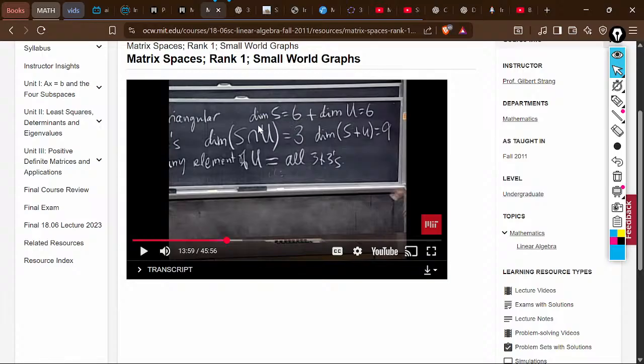So we have the dimension of the symmetric matrices, 6, plus the dimension of U. What does that even mean? Dimension of U, what is U? U is upper triangular. Is it equal to 6? No, it's not.